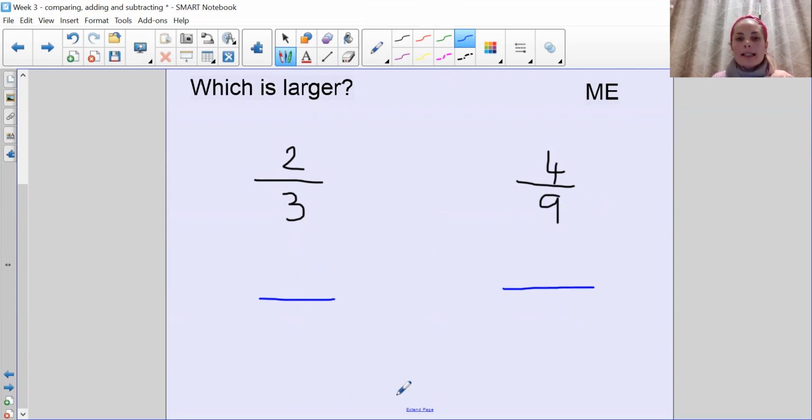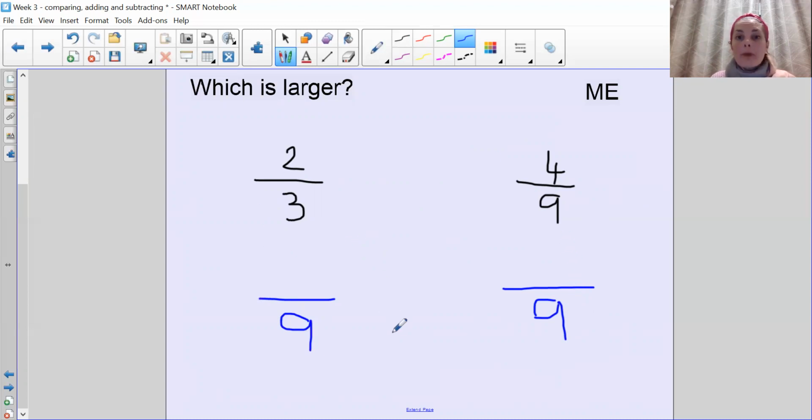So I'm going to draw my lines and I'm going to look at the bigger number. Which number is bigger, the 3 or the 9? The 9 is bigger. Well done. So I'm going to say, can 3 go into 9 equally? 3, 6, 9. Yes, it can. So I am going to make both bottom numbers 9. So my denominators are going to be 9. And now I have to make an equivalent fraction.